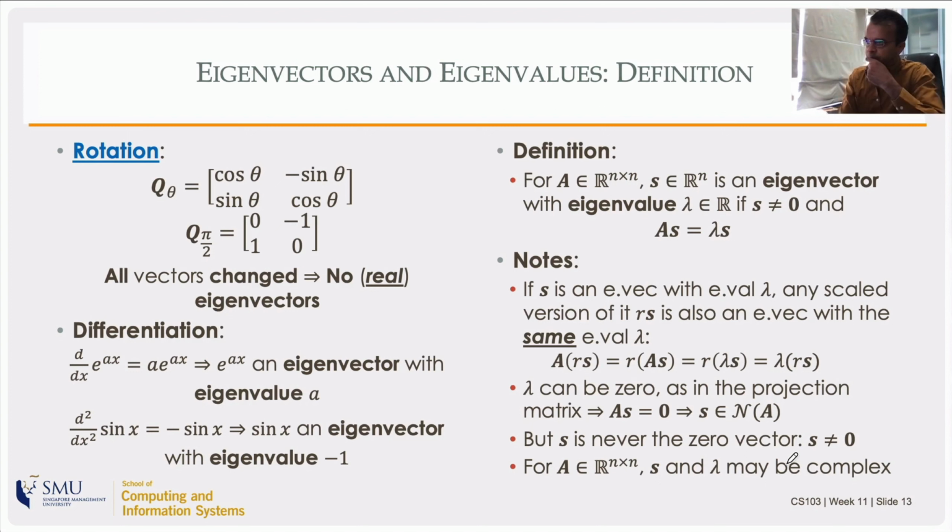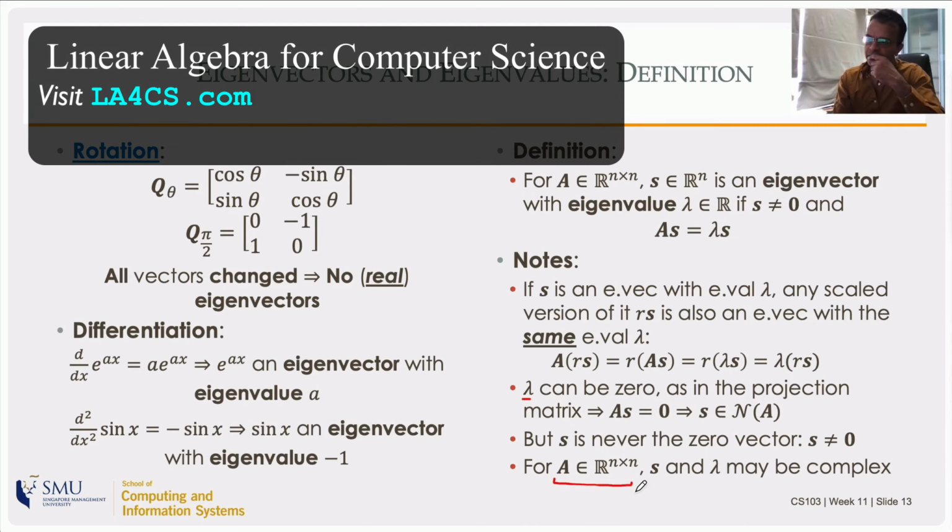Now another thing is that lambda can be 0, as we saw in the projection matrix projecting to the xy plane. And if it happens to be 0, what it's saying is that A times s is the 0 vector, which means s is a member of the null space of that matrix. So any matrix that has a null space will have a bunch of eigenvectors in the null space. But s is never a 0 vector, much like for the null space also we're looking for non-trivial vectors that are in the solution set. So here I'm relaxing the statement that for a real matrix in R^(n by n), the eigenvectors and eigenvalues may be complex. Let's take a look at how to compute eigenvalues.